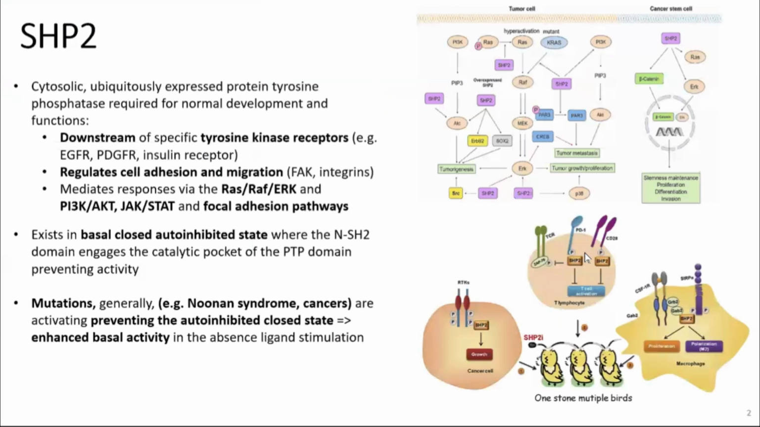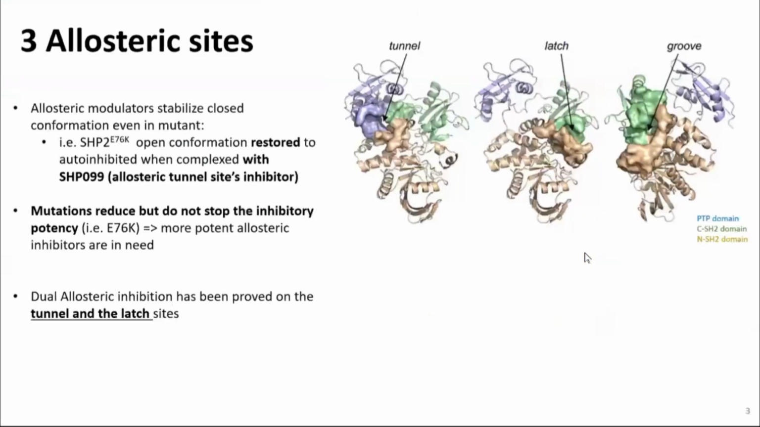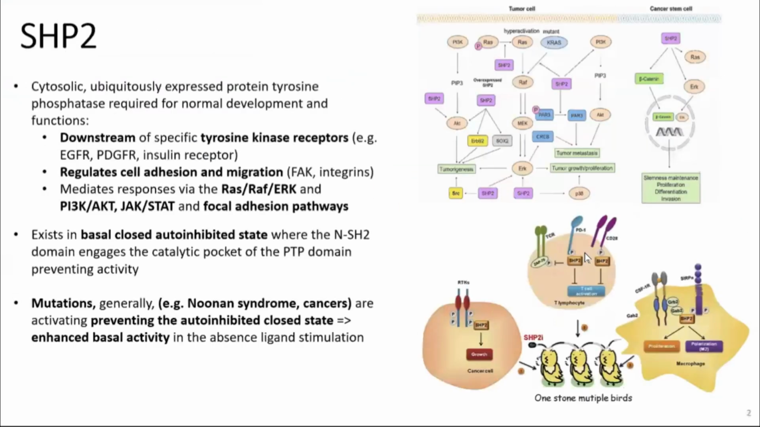As you heard from Nina, SHP2 is a protein tyrosine phosphatase, ubiquitously expressed everywhere in our body, and it's a cytosolic protein. Particularly, it's downstream of tyrosine kinase receptors, regulates cell adhesion and migration, and that's why it's also important for macrophages and T cell activation. In addition to this, it mediates several responses down in the cell line.